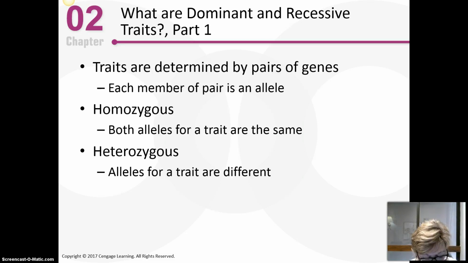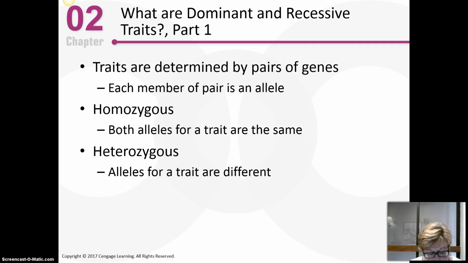The next thing we want to look at is dominant and recessive traits. Traits are determined by pairs of genes. And remember, the genes are inside the chromosomes, and there's DNA inside the genes. Each member of a pair is an allele. So they talk about homozygous, where both alleles for a trait are the same. And they talk about heterozygous, where the alleles for a trait are different.